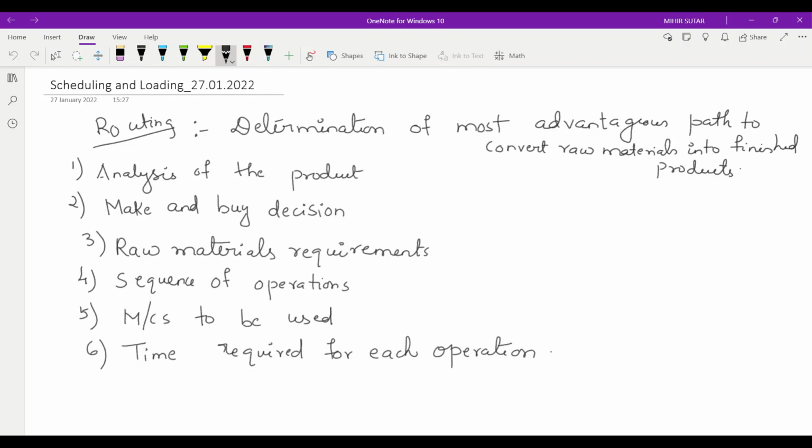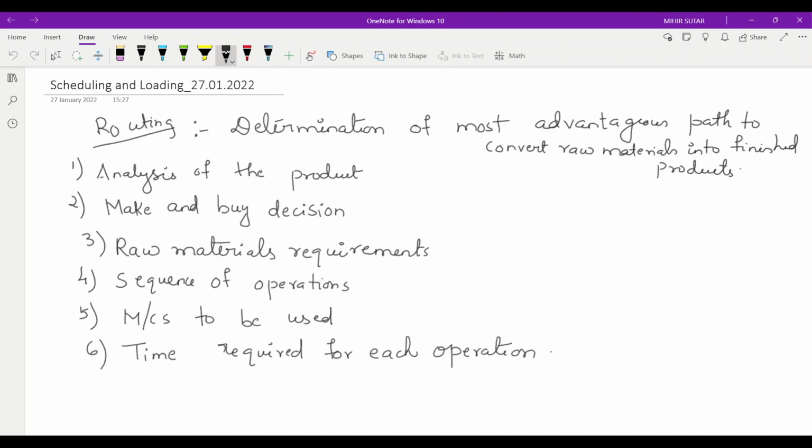And time is also very precious, and if you take more time, the cost of the product will increase. Okay, so then after that you will find out the sequence of operations. Next, which machines will be used for working, suppose for turning, milling, grinding. So what kind of machines will you be using? So these machines have to be listed.